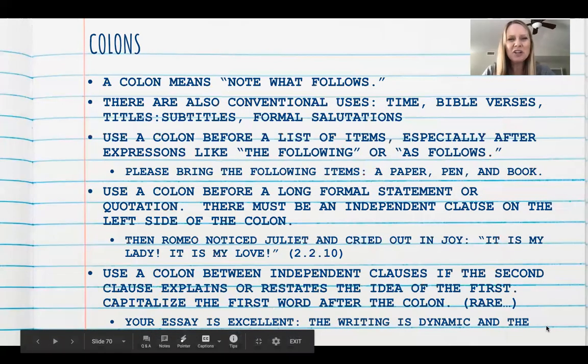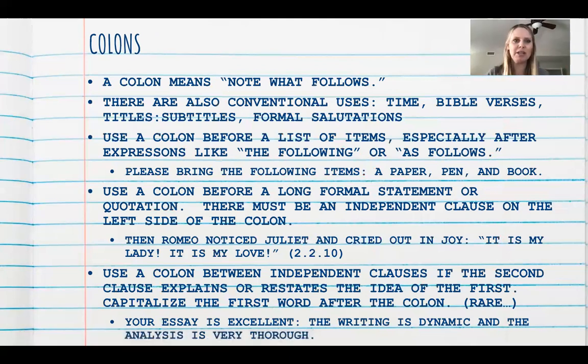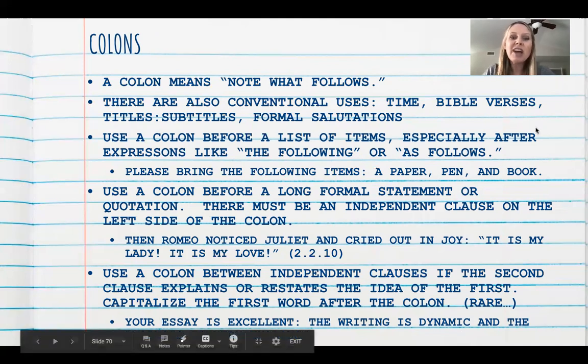All right, a little bit easier and faster: colons. Colons essentially mean note what follows. So it's a nice signal, or like a red flag, for I'm going to provide you evidence or a list. There are conventional uses for colons that we are all pretty familiar with.